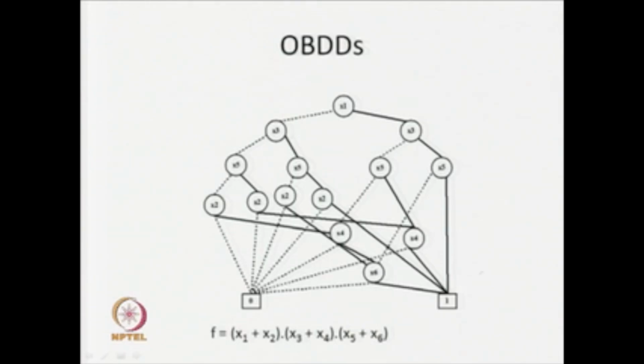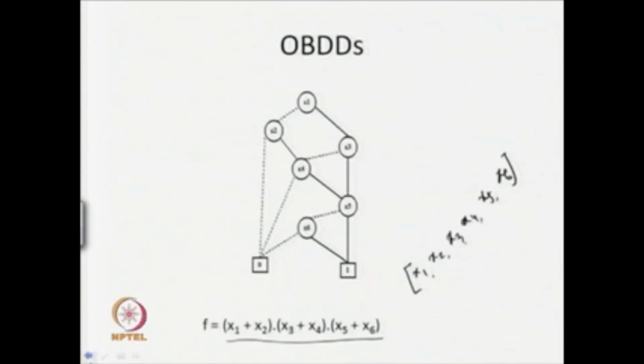Here the variable ordering I am taking is x1, x3, x5, then x2, x4, x6. So, this is the variable ordering: x1, x3, x5, then x4, x6, and here x2 is appearing. In all the evaluation you will find that it follows this particular variable ordering. Now, when I have this variable ordering, you see that I am getting a bigger BDD.